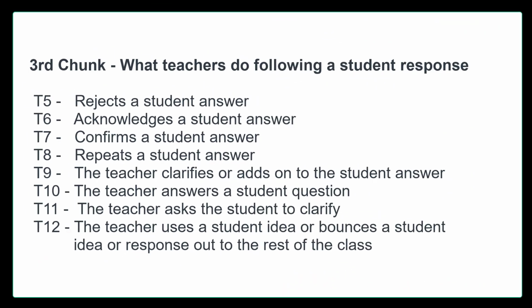The third chunk of codes contains 8 codes, and these codes all pertain to what teachers do following a student response. And we'll go through them quickly. So T5 is when the teacher rejects a student's answer. It clearly tells the student they're wrong. T6 is when they acknowledge a student answer, and that is an acknowledgement, not right, not wrong, but they tell the student they heard them. T7 is when they confirm an answer. The student clearly knows that they got the answer correct.